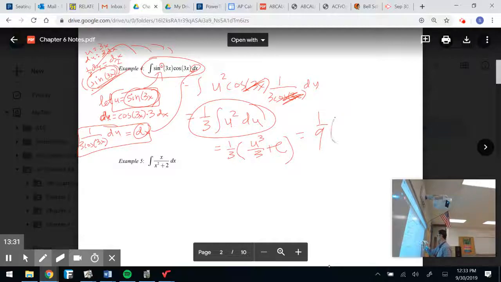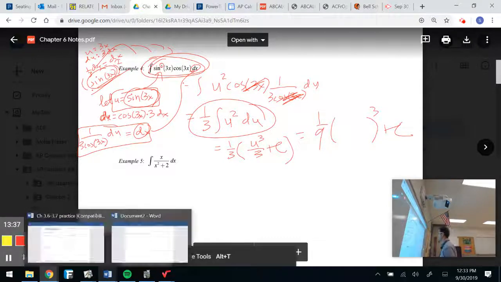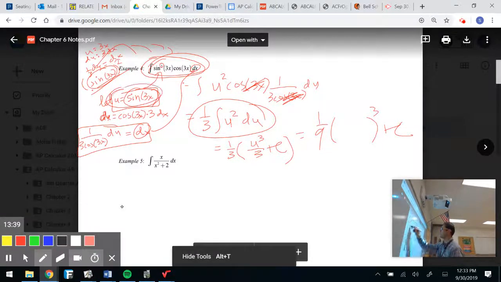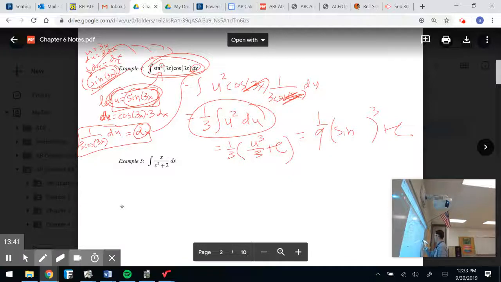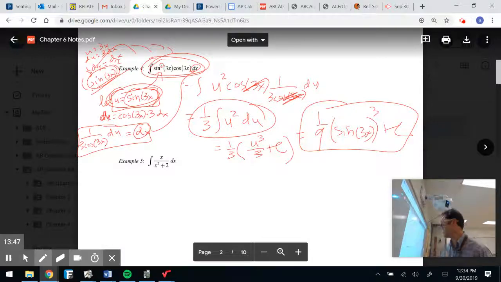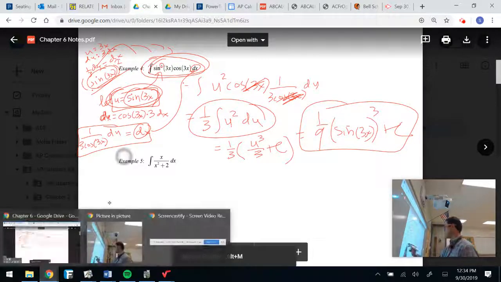Still u to the 3rd, but I'm not going to put u to the 3rd since my problem started with x's in it. It's got to end with x's in it. How do I get that? Well, I know what my u is, so I'm just going to put it back there. And then guess what? I could check my answers if I wanted to, but I got it right. All right, let's keep on going. Stuff's kind of fun, right?